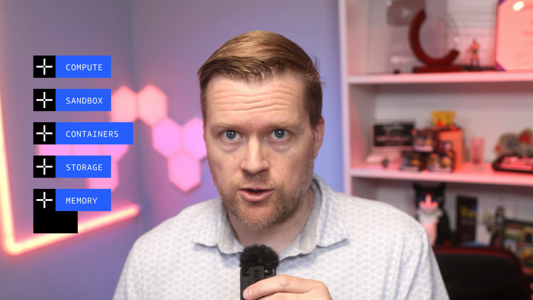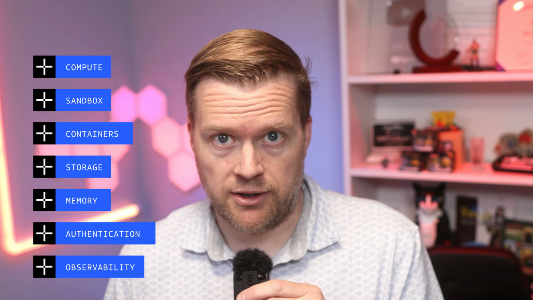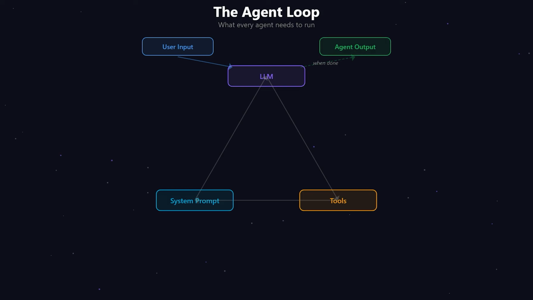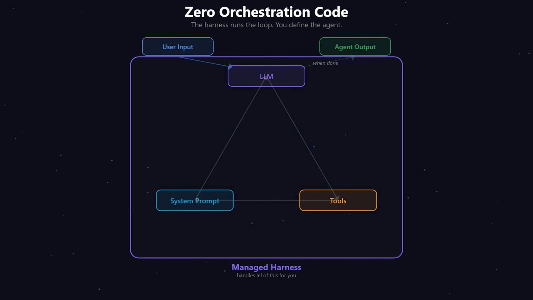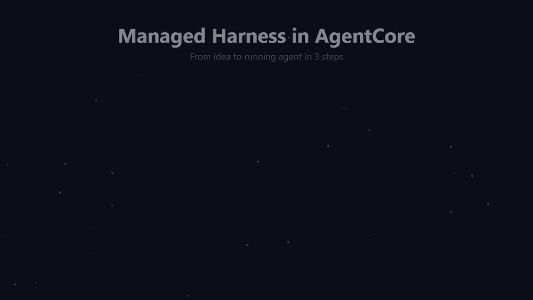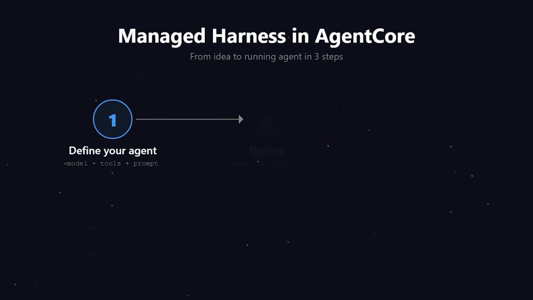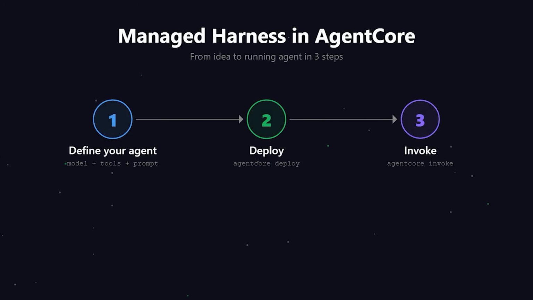Putting everything together can be tricky. You'll probably need compute, a sandbox, containers, storage, memory, auth, and observability. With the new managed harness in Amazon Bedrock AgentCore, it replaces all of that with config. It runs the loop, you define the agent. The managed harness has three steps. You define an agent via config, deploy, invoke, and then you're done. Let's dig into what that means in practice.